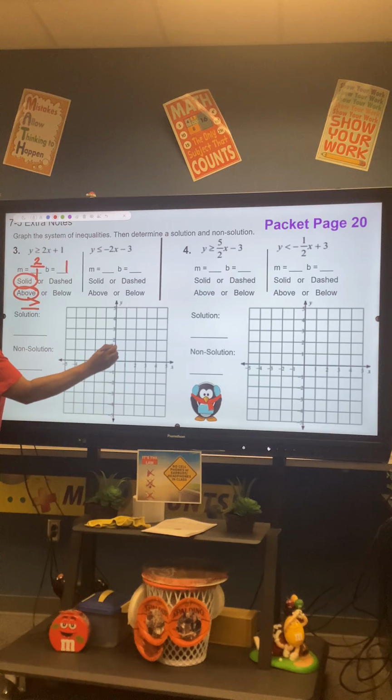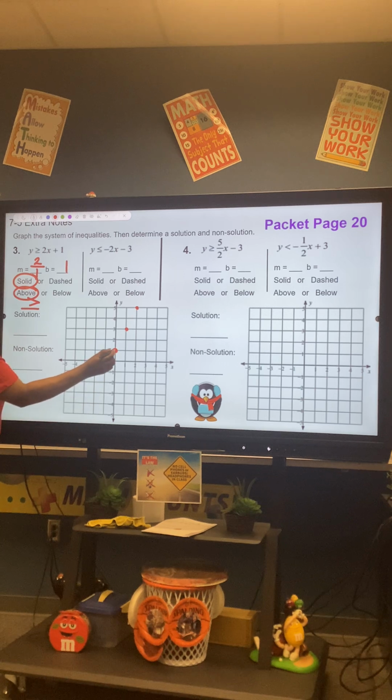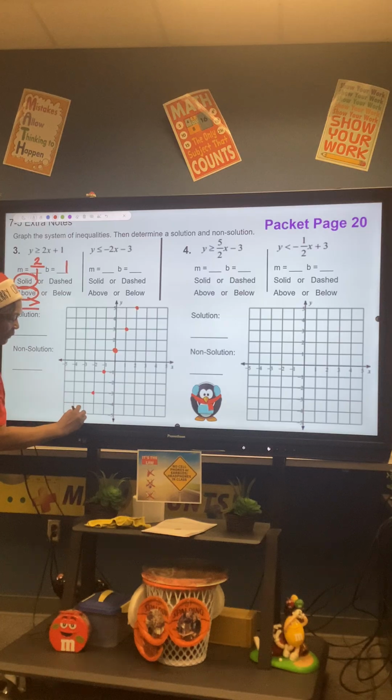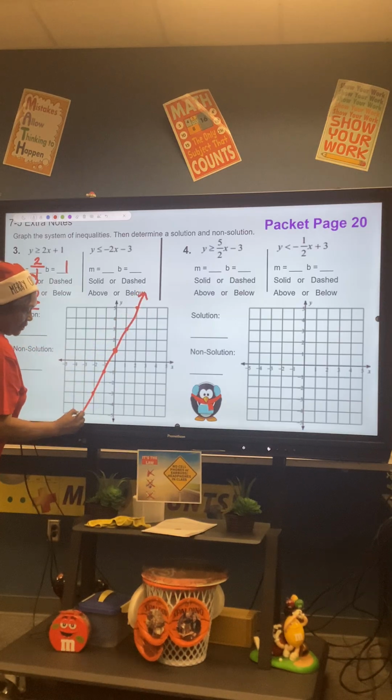All right, so let's go on the y-axis at 0, 1. We're going to make our moves, Mr. Young. We're going up 2, 1 to the right, up 2, 1 to the right. If you want to go backwards, you can go down 2, 1 to the left, down 2, 1 to the left, down 2, 1 to the left. That should be a solid line, so take that straight edge, please. There you go.